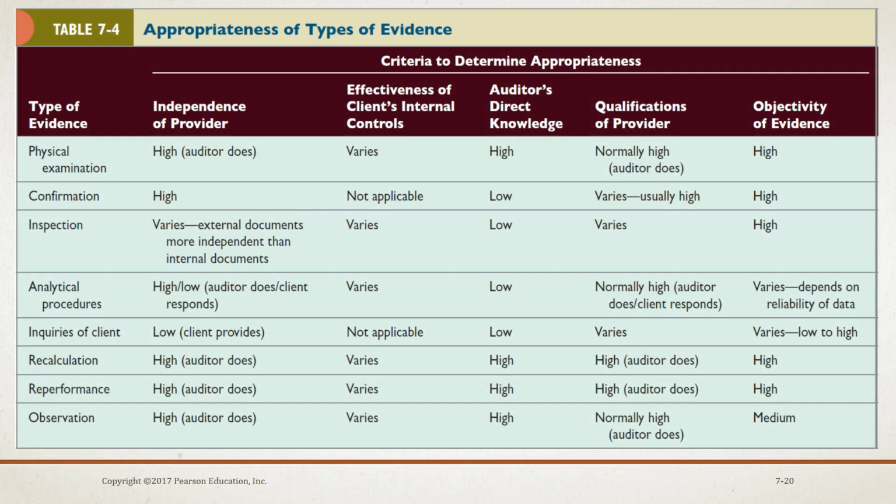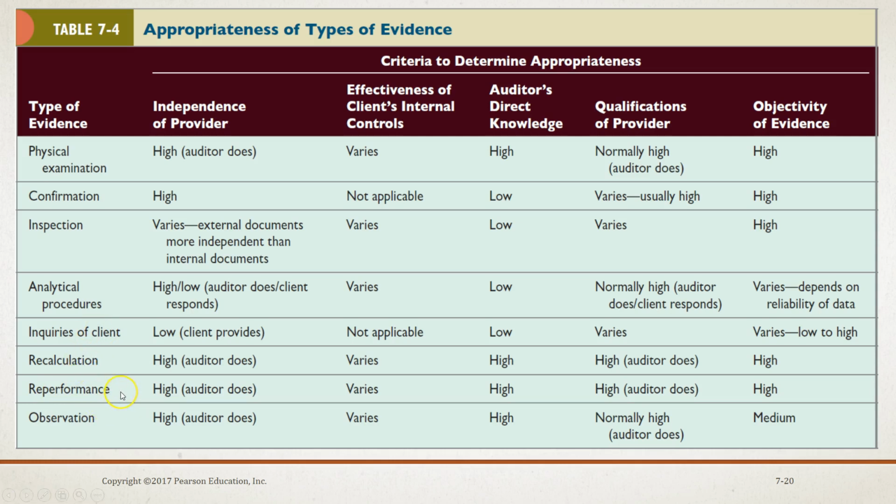And again, if we look at table 7.4, a good table that shows you how reliable the evidence is, here's inquiries again. What's the independence? Very low because the client provides it. The internal controls have nothing to do with it. Our knowledge as an auditor is low. Qualifications vary, as does the objectivity. So that's why inquiries would not be very good.